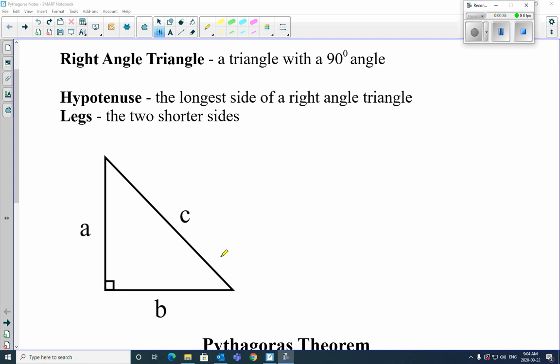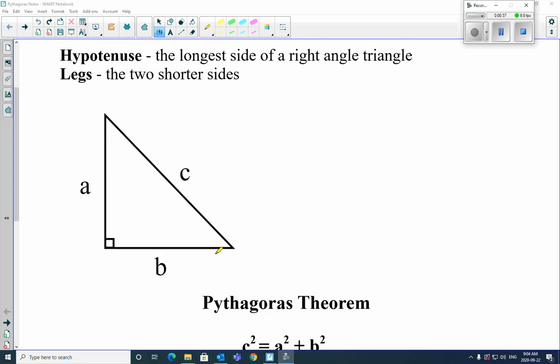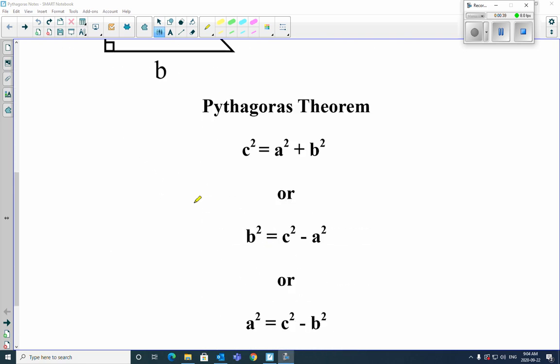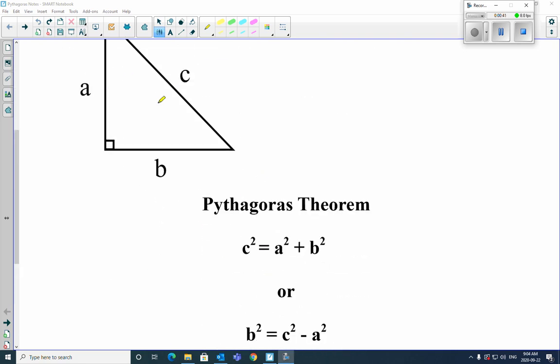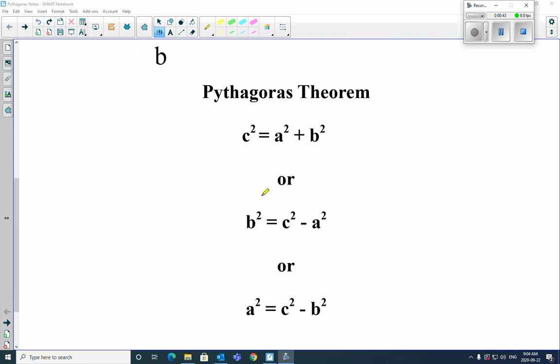Definition-wise, the hypotenuse is always the longest side of the triangle. And if you look, it's across from the right angle. So the hypotenuse is there, and these two shorter sides, which are sometimes the same length, sometimes different lengths, are known as legs. Here's the basic breakdown of Pythagoras theorem, and these letters are just represented upon this triangle. You can use any letters you want.